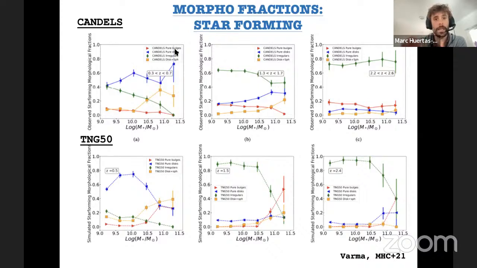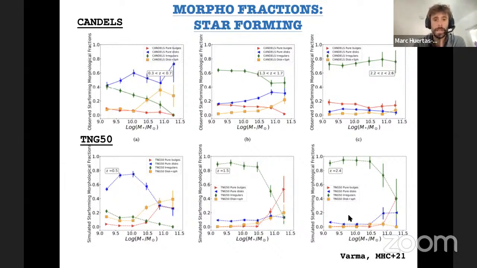Again, it's a bit difficult to read this plot, so I'll just give you a hint of the main result. Essentially what we're plotting here is the fraction of different morphologies, bulges, disks, irregulars, and disk spheroids, as a function of stellar mass for different redshift bins. These are star-forming galaxies in the observations and in the simulations, done exactly with the same method on both. So CNNs trained on one and applied on the other.